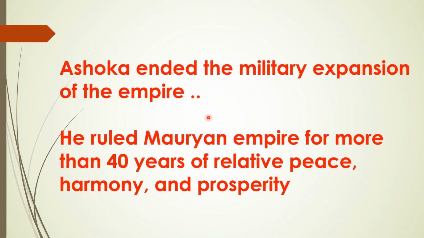Ashoka then ended, as told before, the military expansion of the empire. He ruled the Mauryan Empire for more than 40 years of relative peace, harmony, and prosperity.